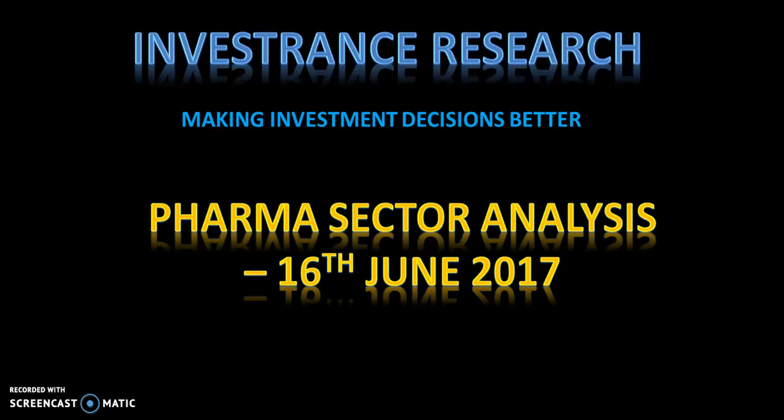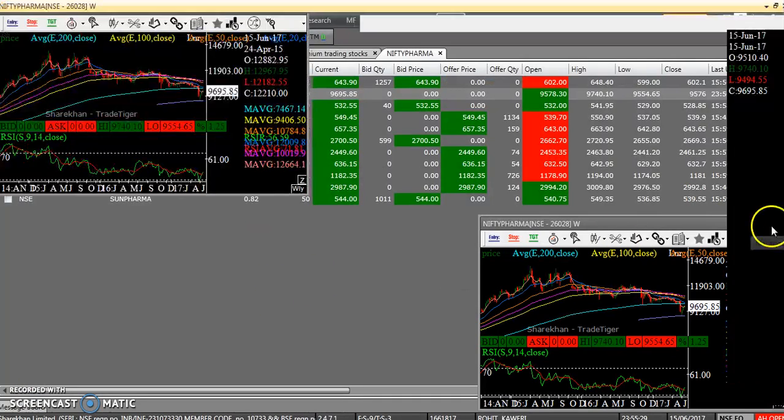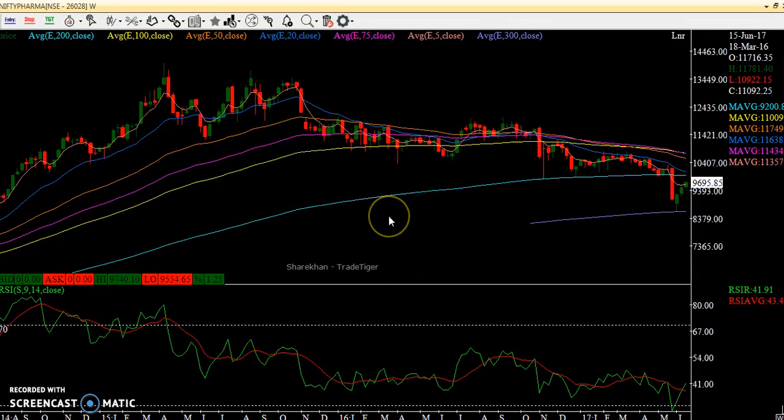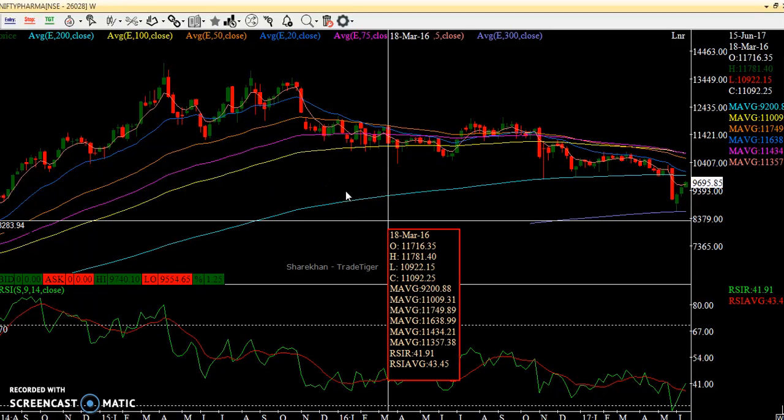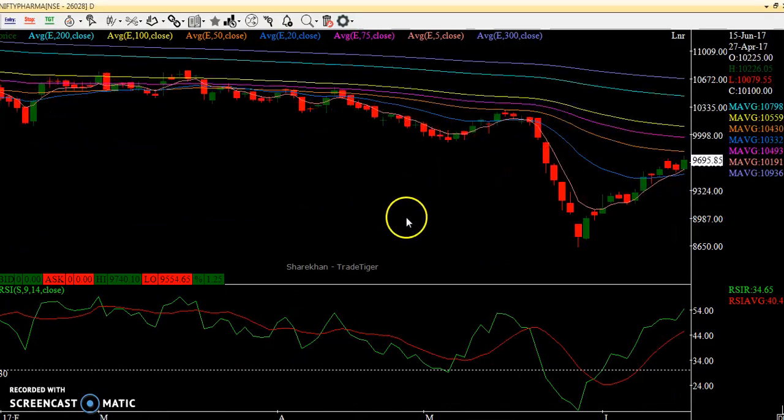So let's see what the technical charts show us about the pharma sector and its stocks. So let's go to the charts. Okay, this is the chart for Nifty Pharma. It's a sectoral chart of Nifty Pharma. This is a weekly chart. Let's go to the daily charts.